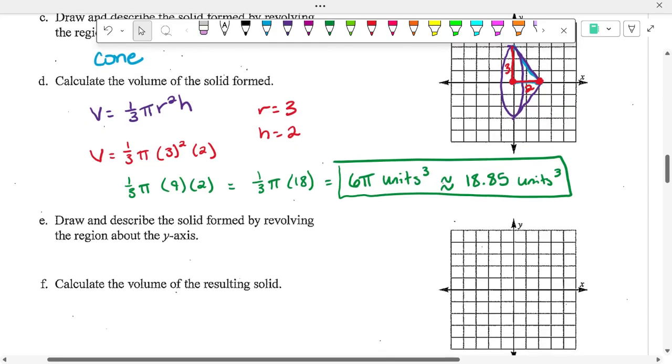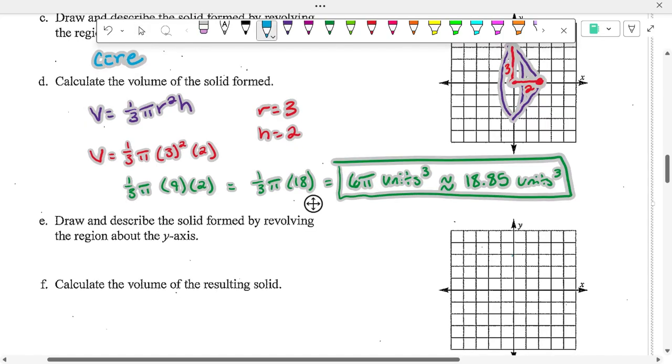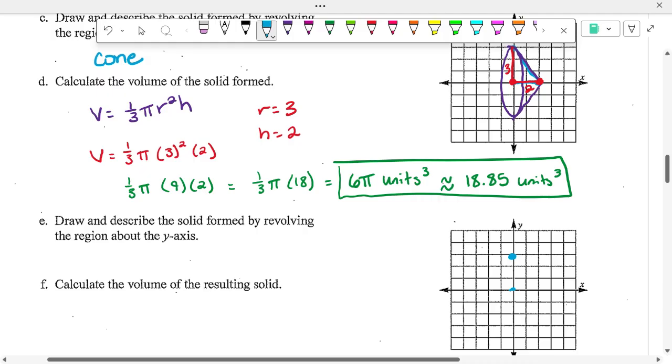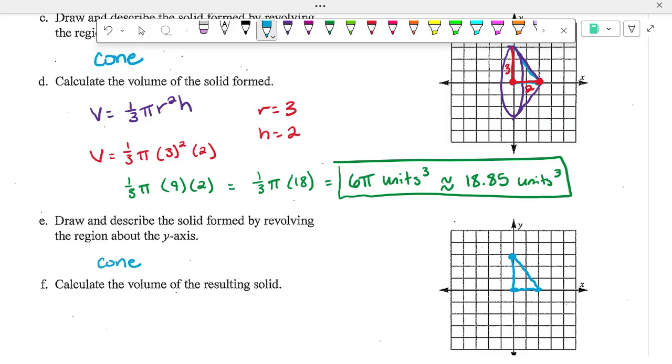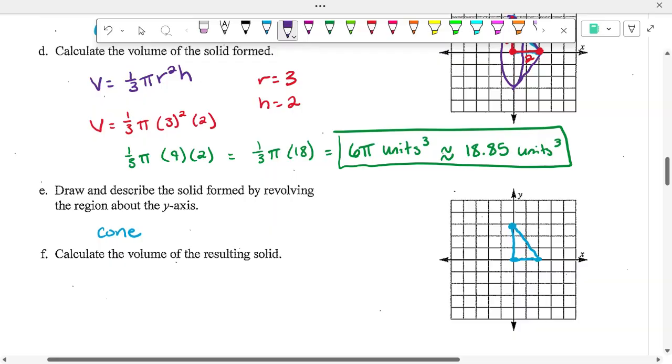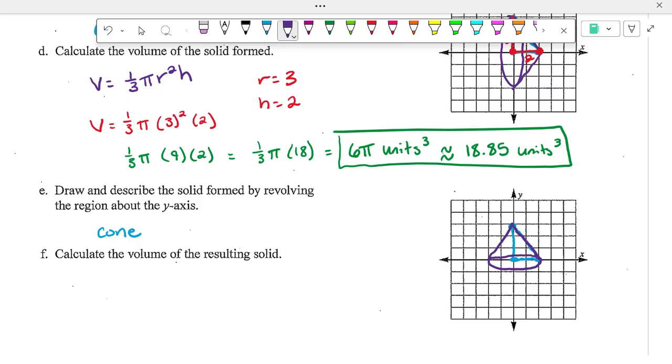Now, we're going to redraw the triangle again. So same points. But now we're going to rotate it around the y-axis. So if I rotate this around the y-axis, what shape do you think I'm going to get? Still a cone. All right, so if I were to draw it, it looks something like this. All right, there's your cone. It ain't the prettiest cone, but whatever.